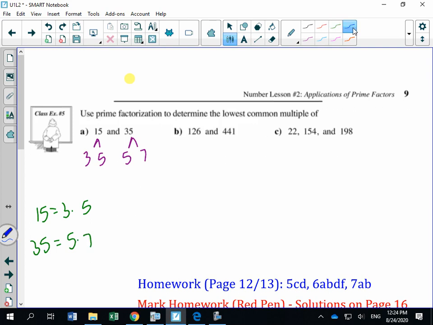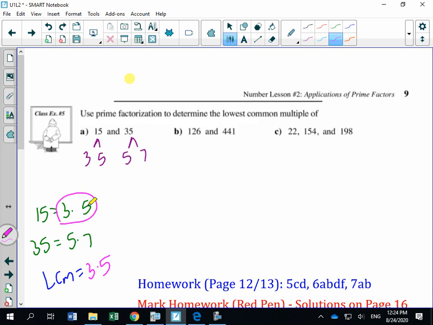Okay, the lowest common multiple. You take all of the factors of the first number, so a 3 and a 5, and then it says you take any additional factors. So additional factors means I get to cancel. So if I took 1 3 from here, I could cancel 1 3 from here. Do you guys see a 3 that I could cancel? No, so I just ignore it.